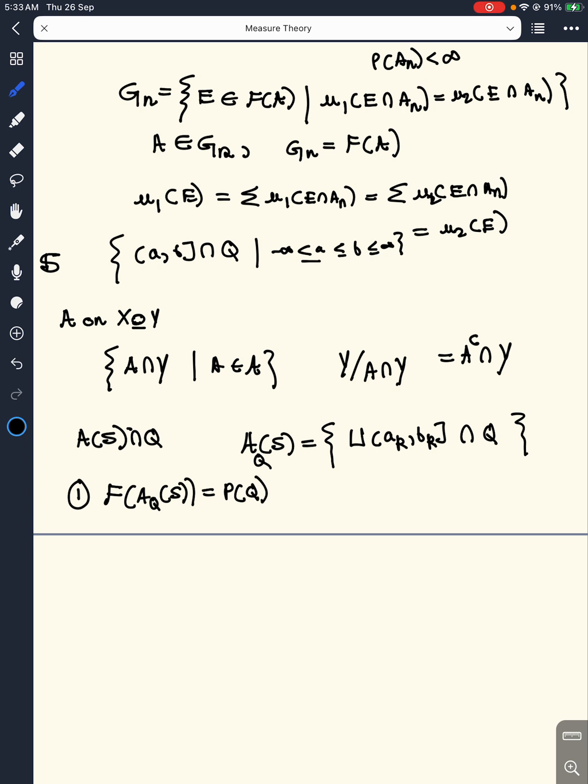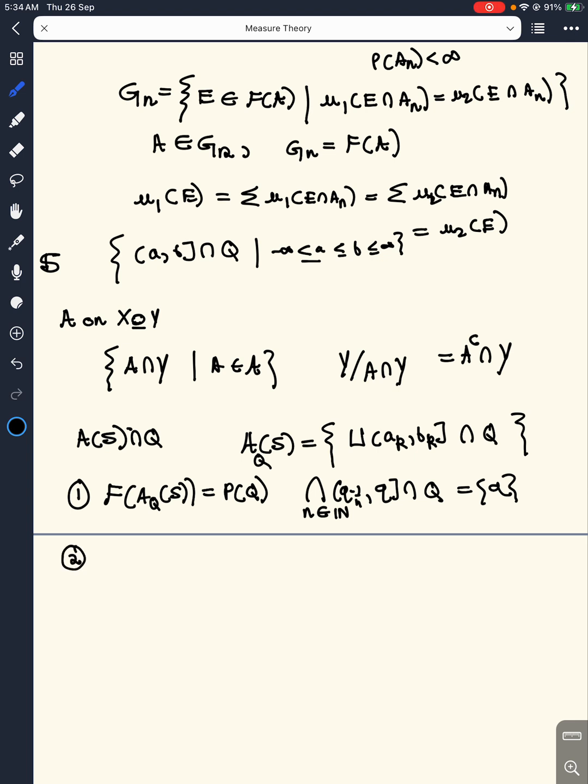That is quite trivial because take any q in Q and take (q minus 1/n, q] intersection Q. So these are inside A_Q(S), so these are inside the sigma algebra. So this countable intersection is inside the sigma algebra, and this is nothing but {q}. And since every singleton element is there and Q is countable, every subset of Q is there. So this is the power set of Q.